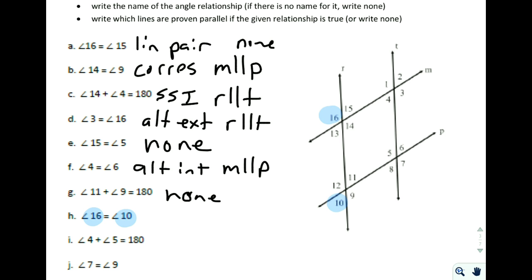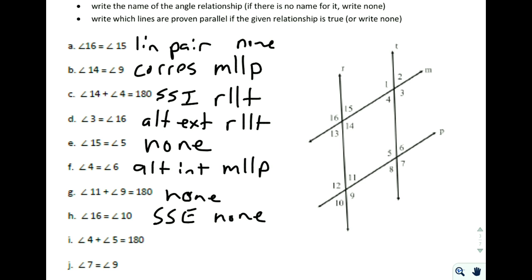Next one, H, we have angle 16 and angle 10. Now those two angles are same side exterior, they are on the same side of the transversal and exterior to the parallel lines. Same side exterior should add up to 180, should be supplementary, and we can see from this relationship that they are equal. So we have same side exterior, but they're supposed to be supplementary. We're given something that's equal, no good. So we don't get a parallel relationship out of that. So be careful. There's a lot of problems where yes, these do have a relationship, but not this relationship.